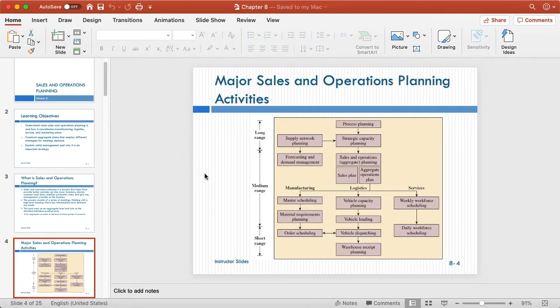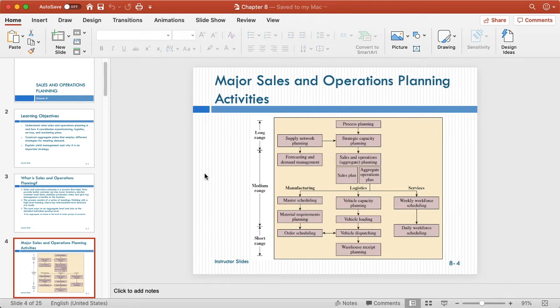But if you look at the medium range, or what we call intermediate range planning, you can see the sales and operations, or the aggregate planning, shows up in this dimension. More specifically, we can separate sales and operations planning into two different parts, which are sales planning and aggregate operations planning. Before we talk about them, since they belong to intermediate range planning, what does intermediate range mean? Normally it covers a period from 3 to 18 months.